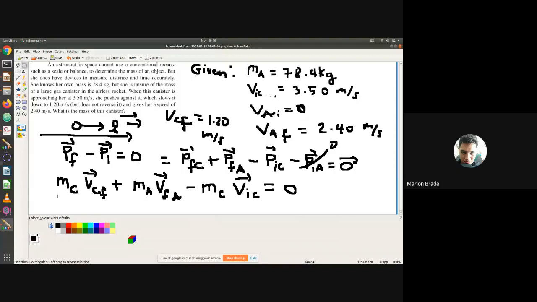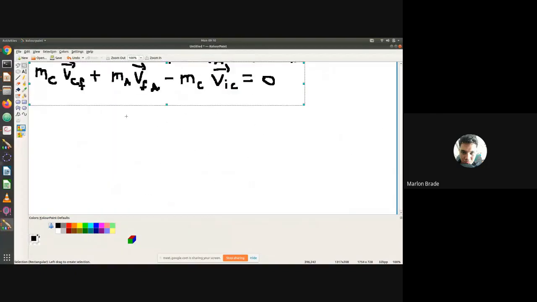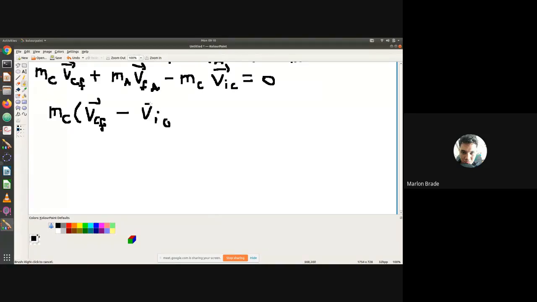Okay, so ako lang ni copy. So, new, paste, okay? So, the common here is MC, no? Natin common nga MC. So, makakuha ta og VCF minus VIC is equal siya sa negative MA VFA vector.